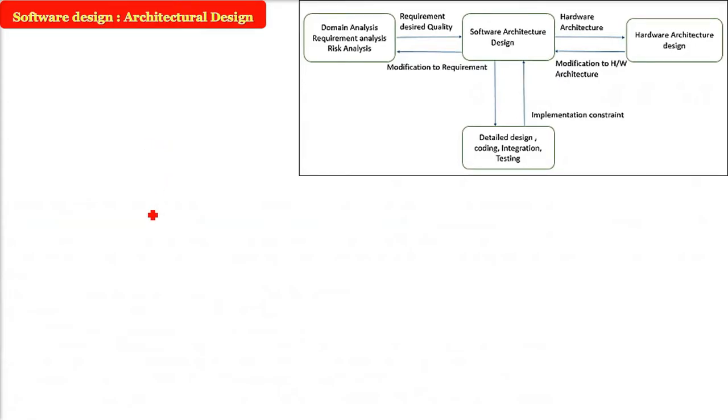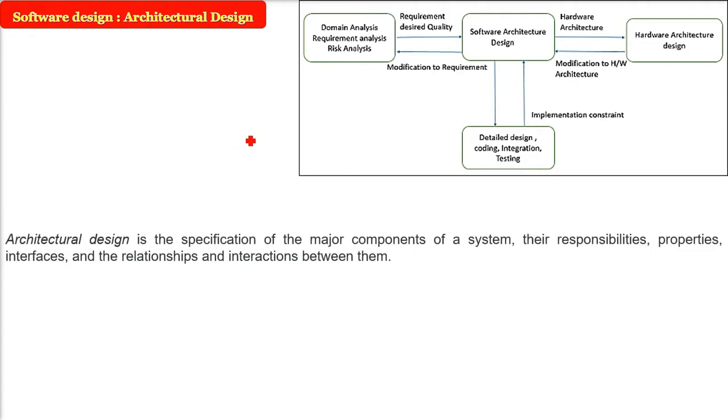Now coming to the architectural design, architecture is the overall structure of the software. So software architecture is the overall architecture. When you want to make your house, there has to be an architecture, there has to be some model. So architecture design is the specification of the major components of a system. I'm talking about the major components.